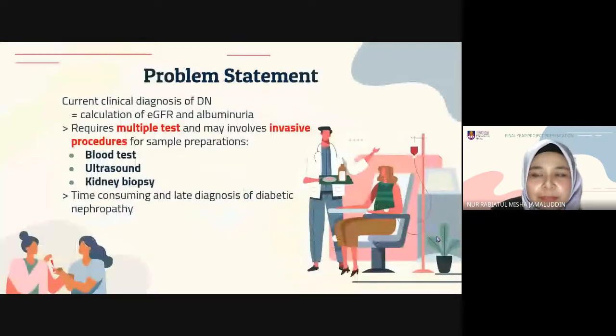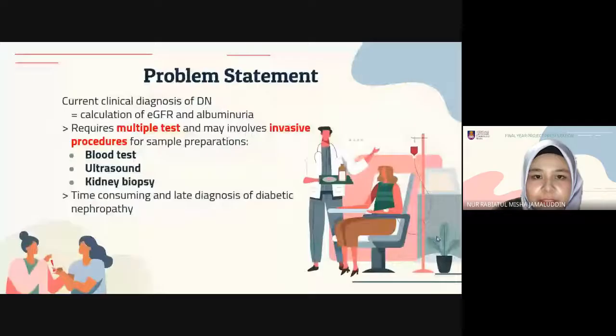The problem statement from my article review is that the current clinical diagnosis of diabetic nephropathy requires multiple tests and may involve invasive procedures for sample preparation. Despite all the multiple tests, diabetic nephropathy remains a global health problem due to its late diagnosis. So ATR-FTIR is introduced as a diagnostic tool for rapid diagnosis and measurement.